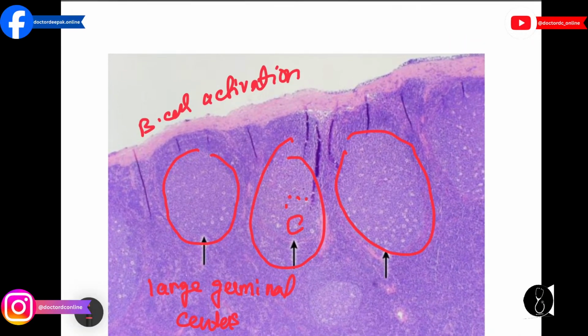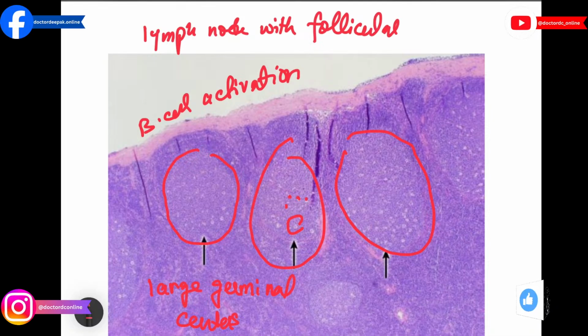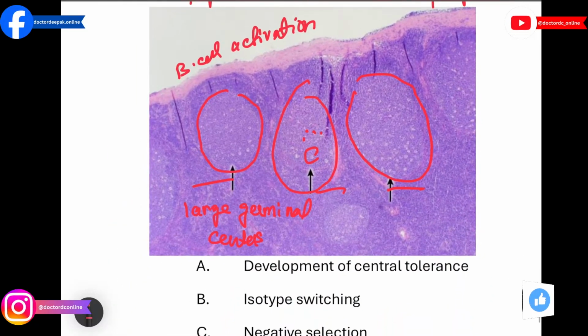Basically this image gives a diagnosis of a lymph node with follicular hyperplasia, because the enlarged parts are the follicles. It's not the cortex or paracortex. The follicle has two parts, and one is the germinal center, which is the active site for the production of B cells.